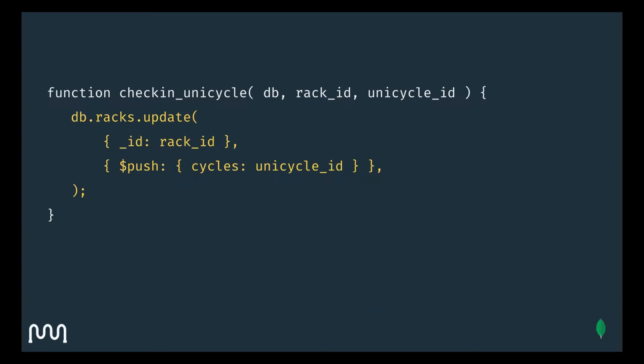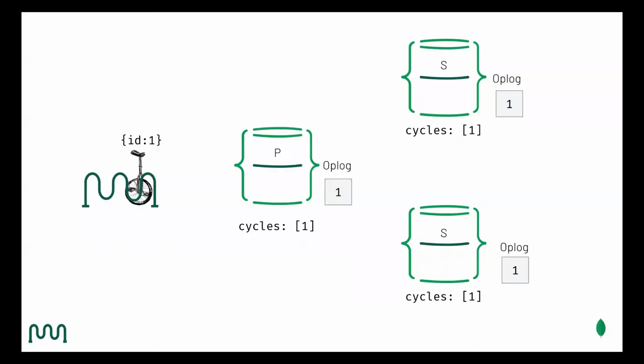Check-in is quite simple. All we have to do is push a given unicycle's ID onto an array in the document for the given rack. Let's walk through what happens when Sam puts this to the test. We start with a rack with one unicycle on it, unicycle 1. All of the replicas in the set have unicycle 1 in the rack's cycles array, and an entry for that write at time 1 in the app log.